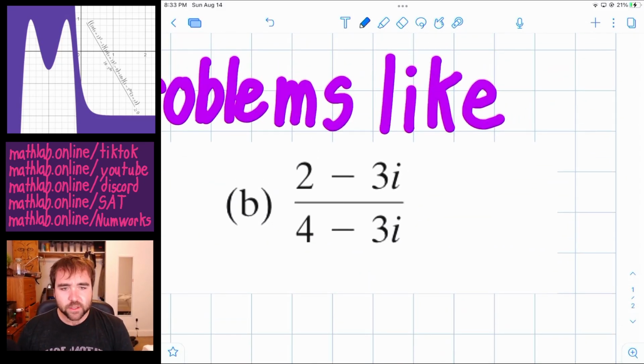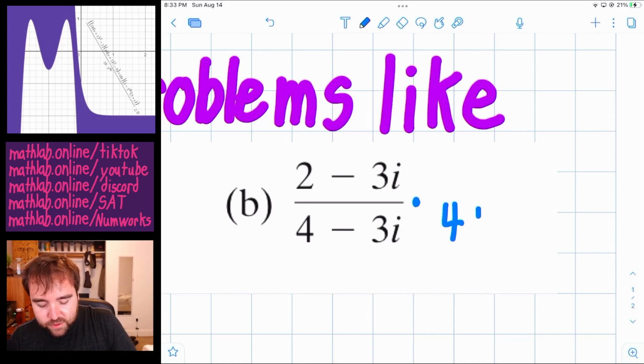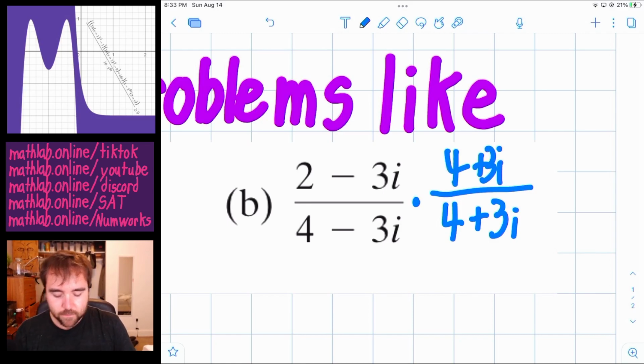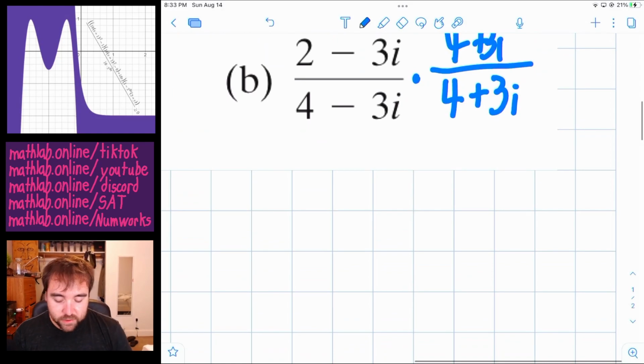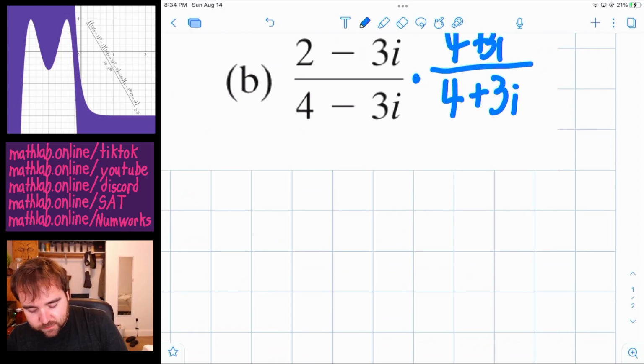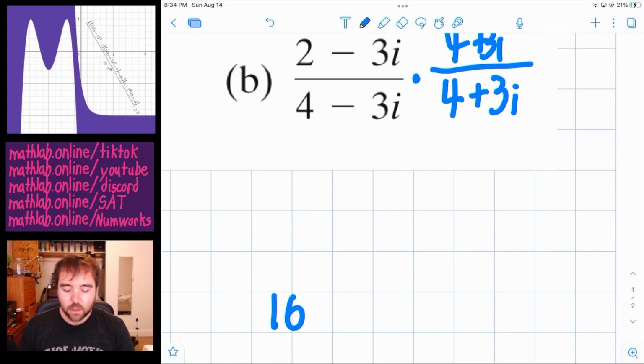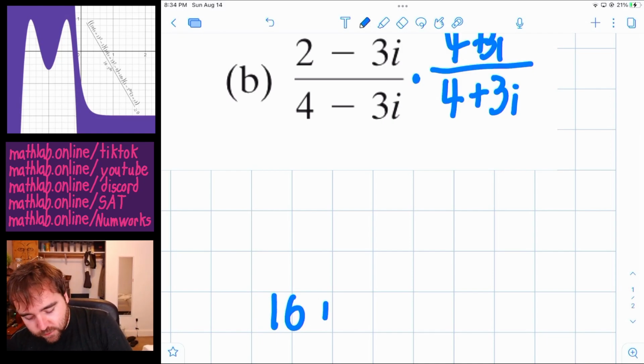So next one, we're going to do the exact same thing. We're going to multiply by the complex conjugate. So the same thing, but the opposite sign. 4 plus 3i over 4 plus 3i. And so we see what happens on the bottom. We have the 4 times the 4, so 16. The middles cancel out, so let's not even think about those. And then negative 3i times 3i is negative 9i squared. But i squared is negative 1, so that's plus 9.